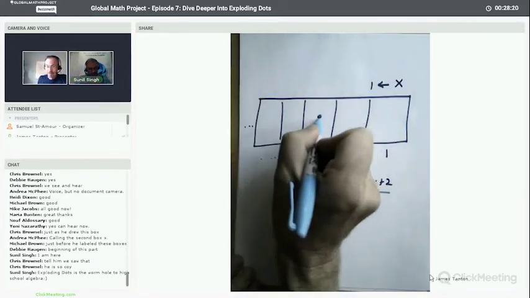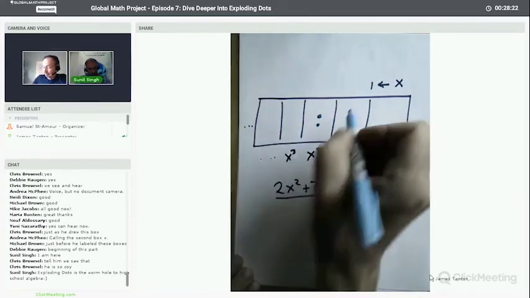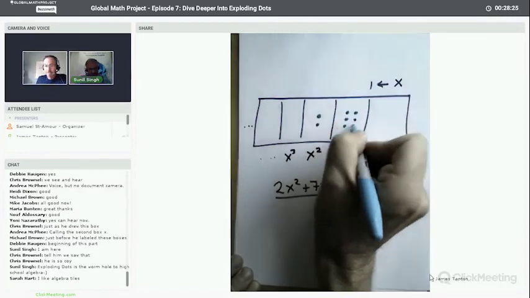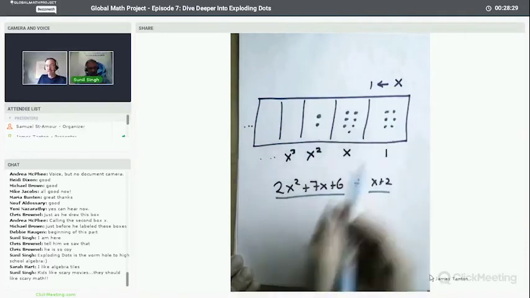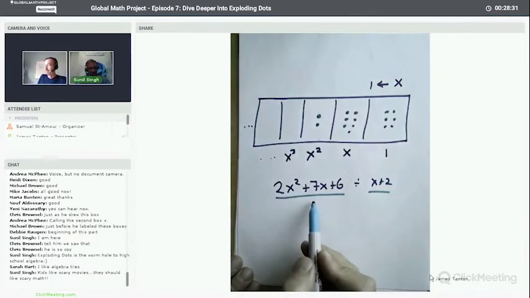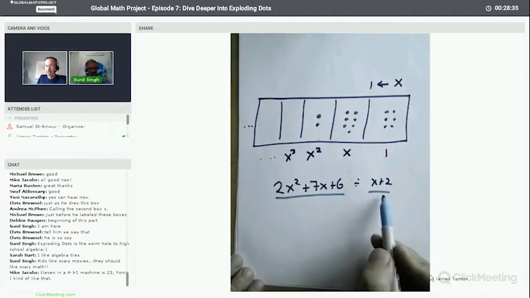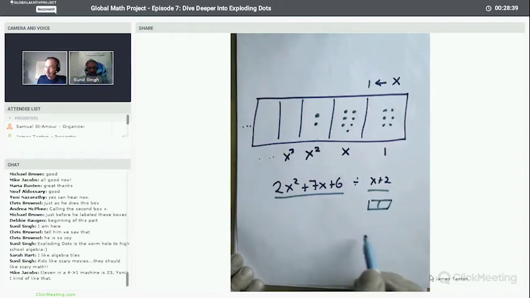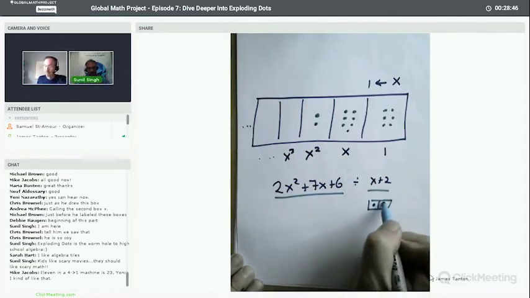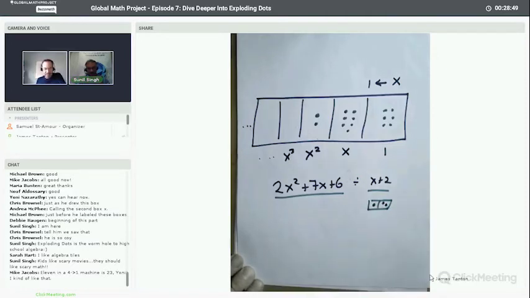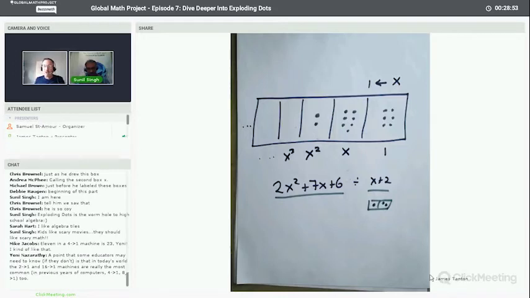Look at this. 2x squared, 7x's, 6 ones. Bingo. I believe I've just drawn 2x squared plus 7x plus 6. There it is in that picture. And we're looking for in that picture for x plus 2. And what would that look like? Well, if I draw a little sub picture on the side, it'll be 1 dot for 1x and 2 dots for 2 1s.